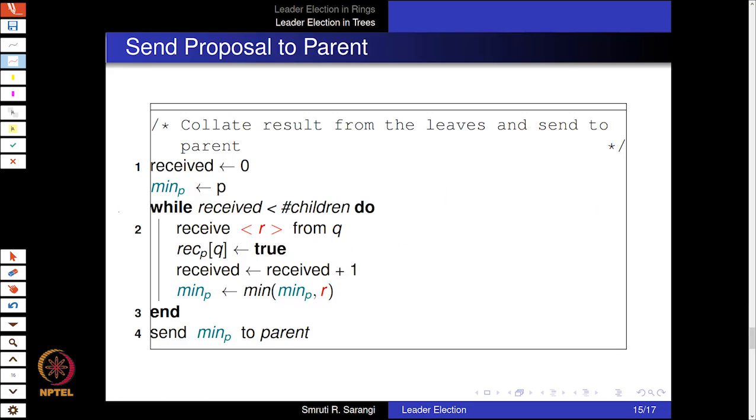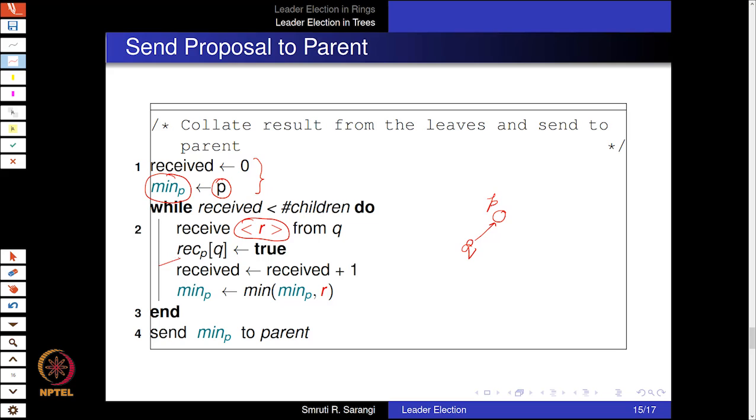Then, after the wake up state, this is when you actually run the algorithm. The algorithm is quite simple. We have two variables over here, received and min P. Initially min P is my ID, which is P, and received is 0. For each internal node, as long as received is less than the number of children, everybody knows how many children it has, it will continue to receive a message from Q, where Q is the sender and I am P. So I'll continue to receive a message.